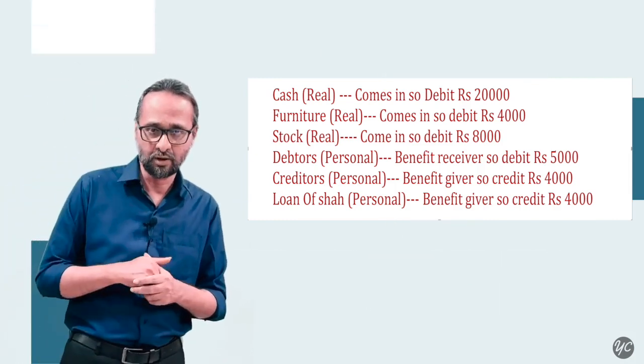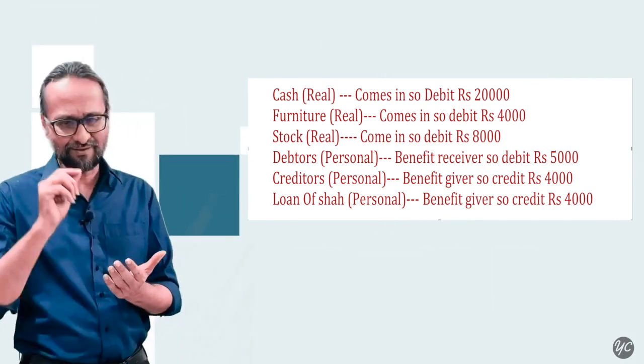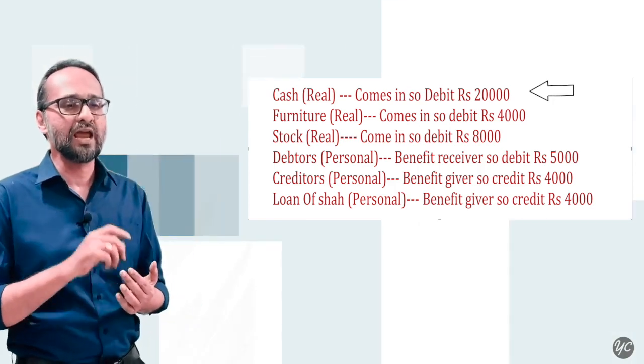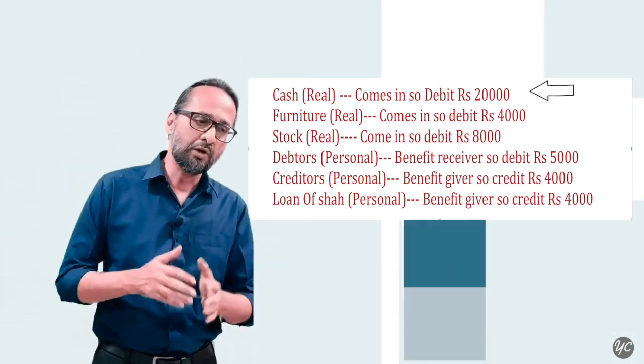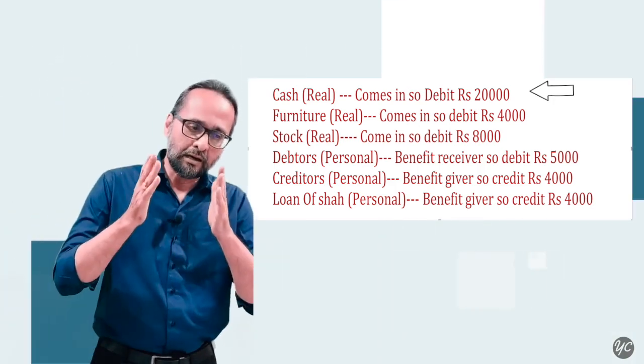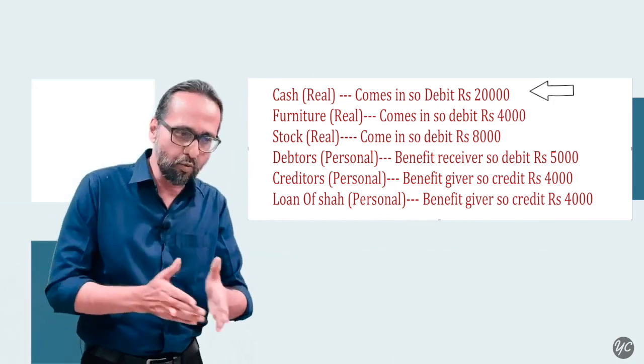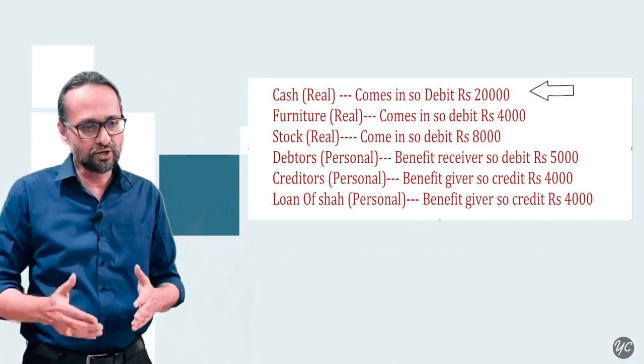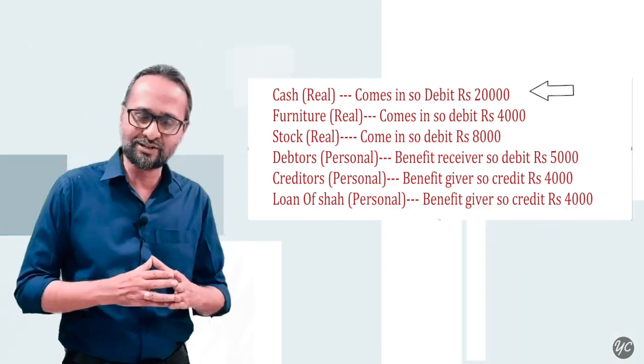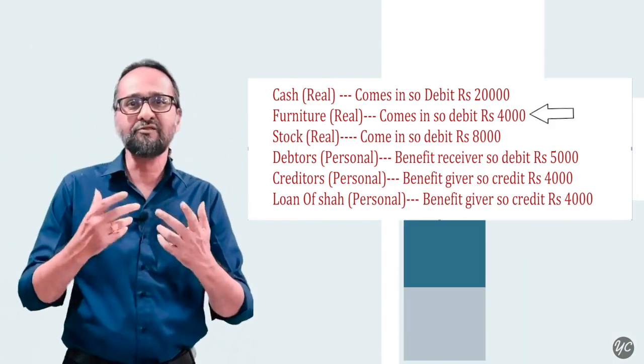Very good question. So now first of all, check one by one. First is cash. Cash is a real account. Real account means debit what comes in, credit what goes out. So cash comes in, so definitely we have to debit the cash account because it comes in. Then furniture.